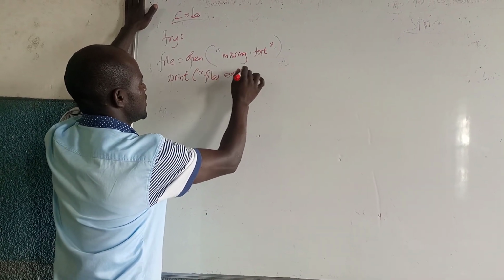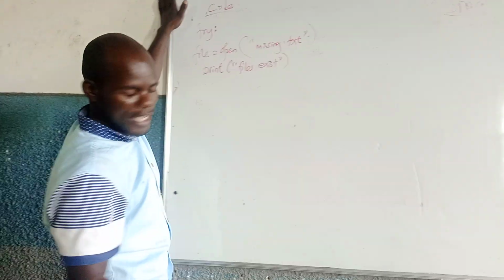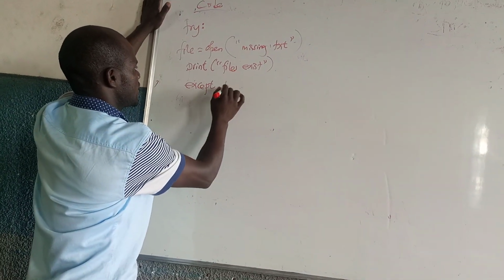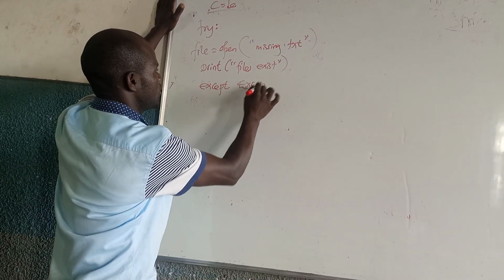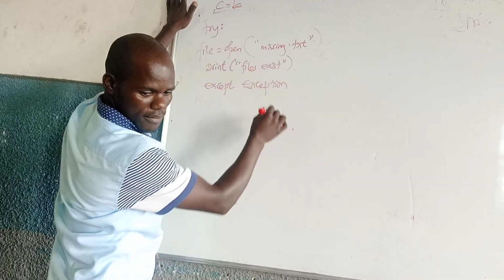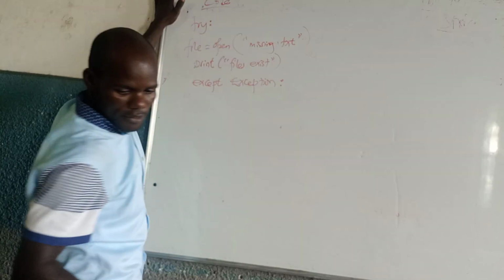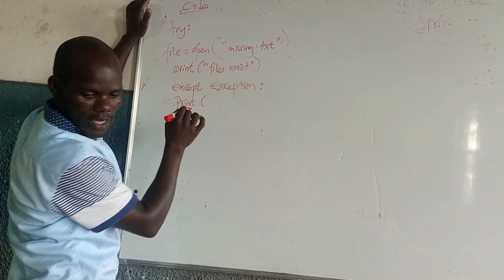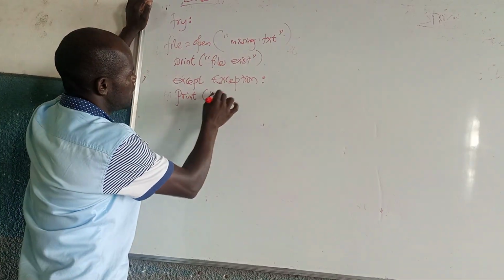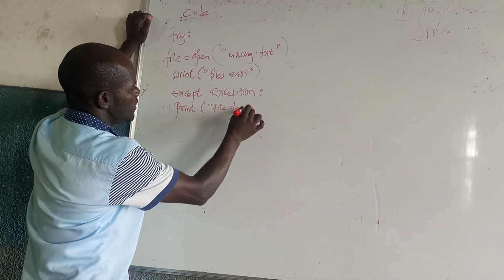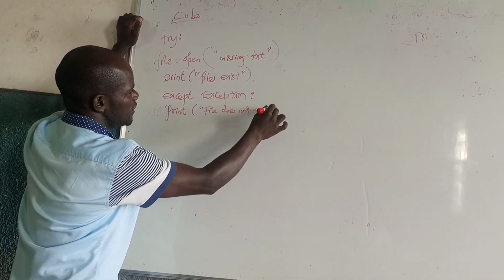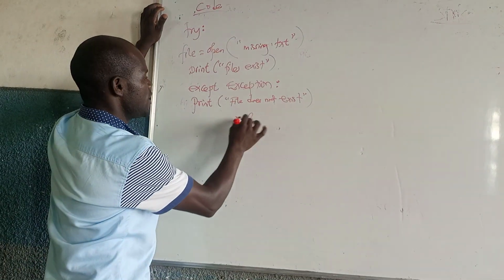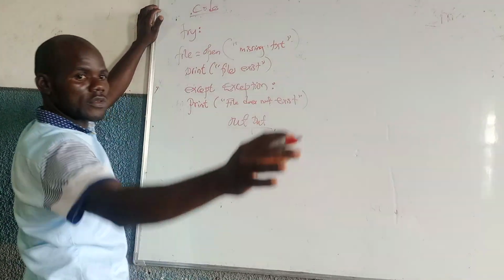That is correct English: exist. Except. Then except exception. Is it exception? Yes. Then put those symbols. Then you say print file doesn't exist, file does not exist. Okay? Yes. So the output will be: file does not exist.